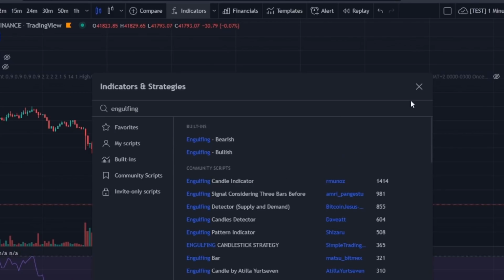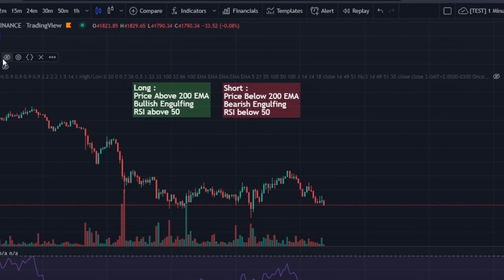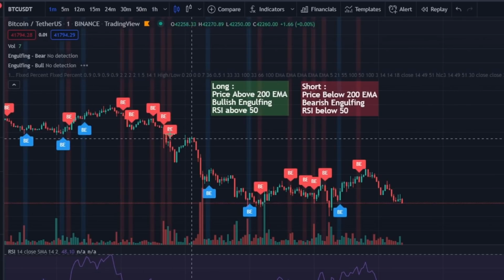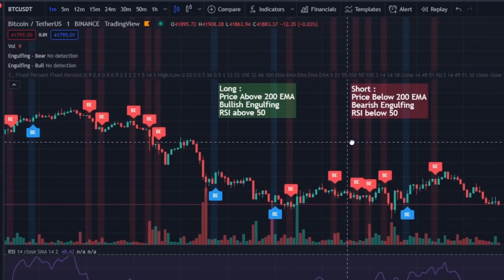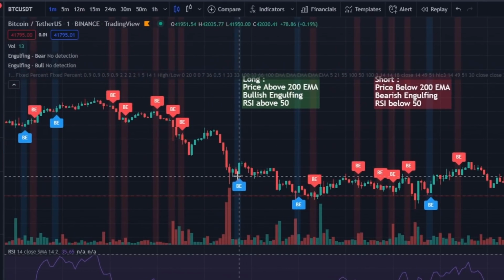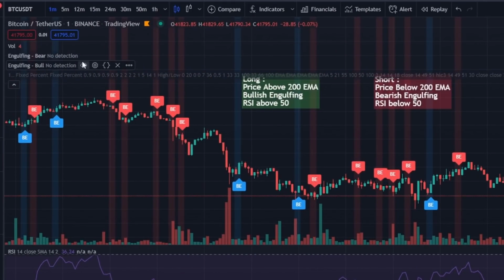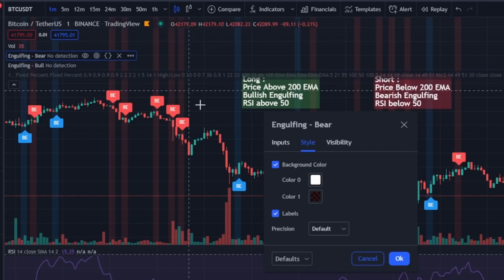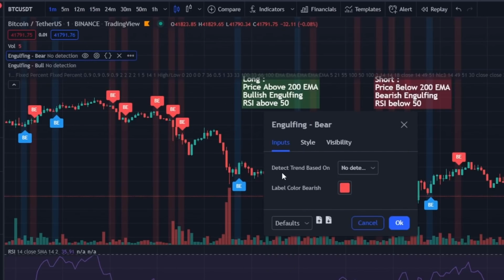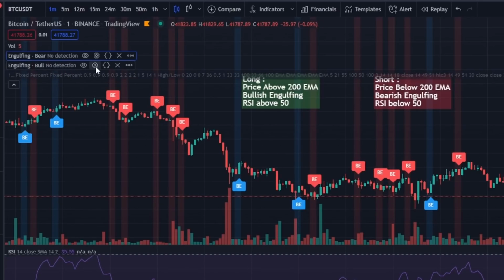If you click on those two, it will literally bring up two indicators that look like this. Now the blue ones are going to be your bullish and your red ones are going to be your bearish. So what I've done is I've clicked on the cogs here, and all I've done is change the trend direction based on, and I've changed that to no detection. Done that on both indicators.